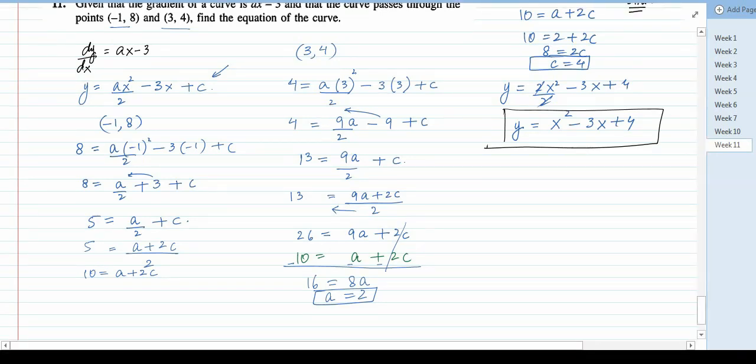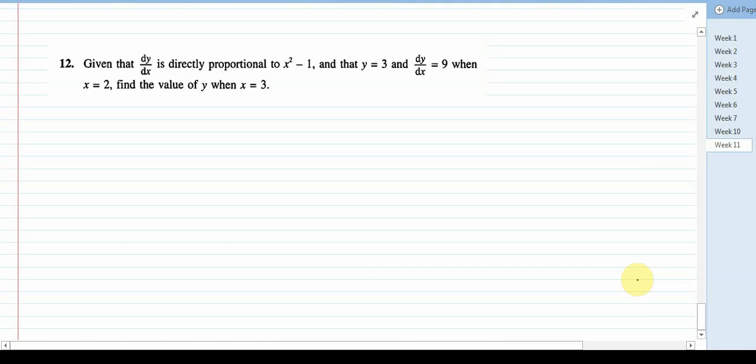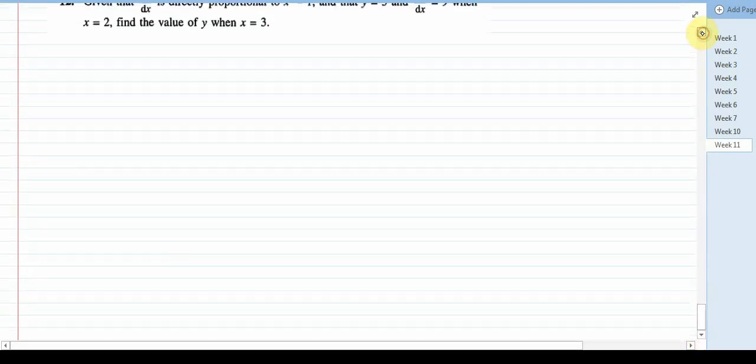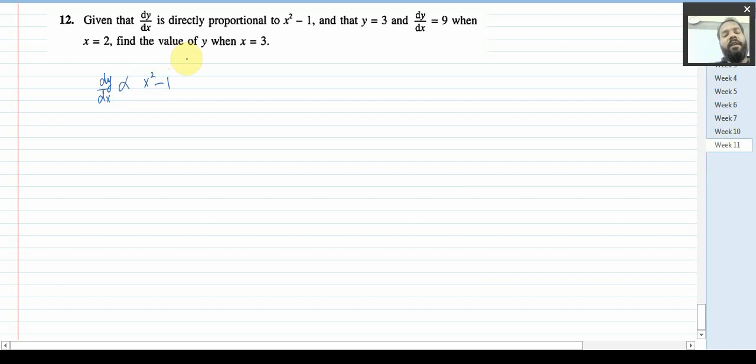Alright, so moving on towards the next question, and it's question number 12. Given that dy by dx is proportional to x squared minus 1, we have attempted one similar question like this one. So if I write it, it will be dy over dx is proportional to x squared minus 1, and that y equals 3 and dy by dx equals 9 when x equals 2. Find the value of y when x equals 3.